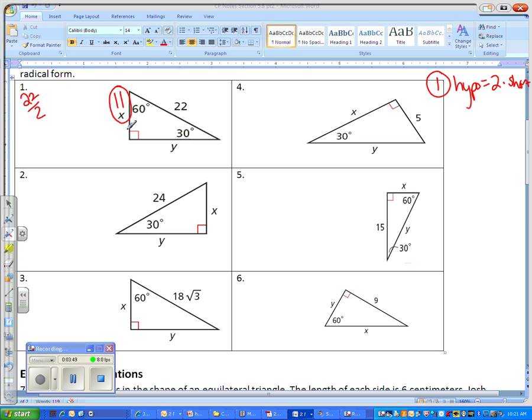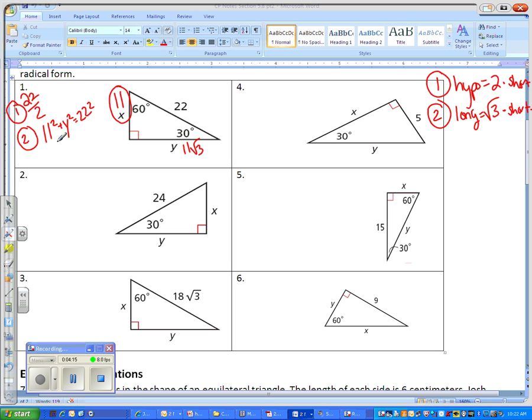Okay. Well, if you can do this first step, then you can do Pythagorean's theorem, it's fine. So 11 squared plus y squared equals 22 squared. Go ahead and solve it. I guarantee you you're going to get 11 radical 3. Because the second part of the shortcut is that the longer leg is radical 3 times the shorter leg.